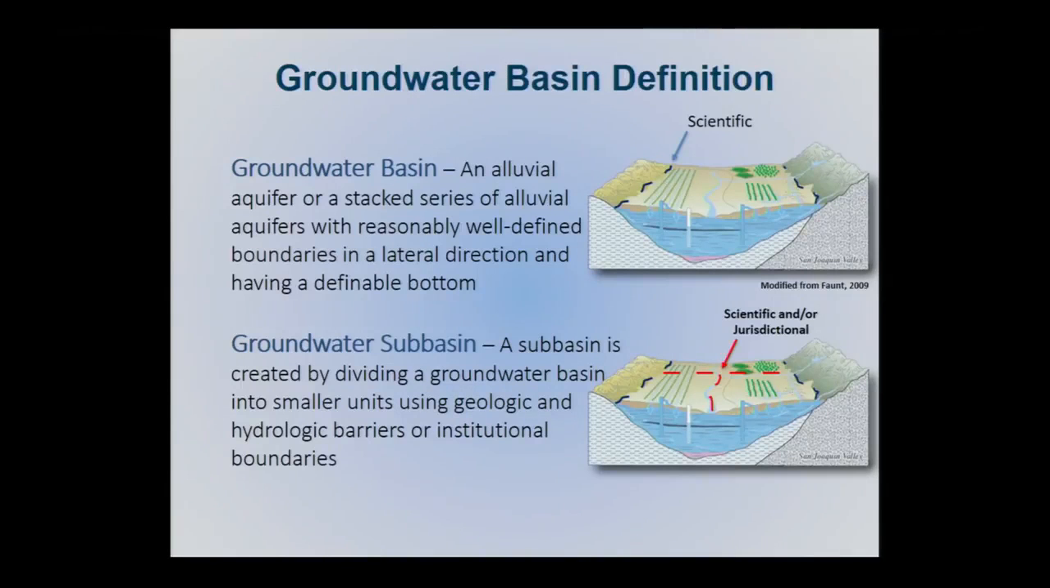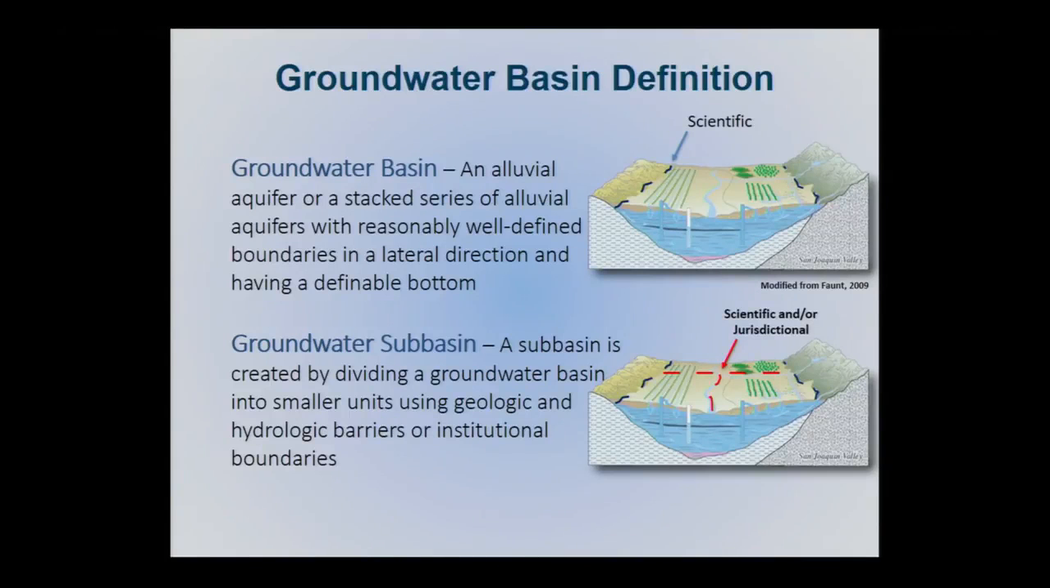Groundwater basin definition. So what is a groundwater basin? A groundwater basin is an alluvial aquifer or a stacked series of alluvial aquifers with reasonably well-defined boundaries in a lateral direction and having a definable bottom. As depicted on the right-hand side in that illustration, that blue line indicates a scientific boundary where the alluvium meets the hard rock.